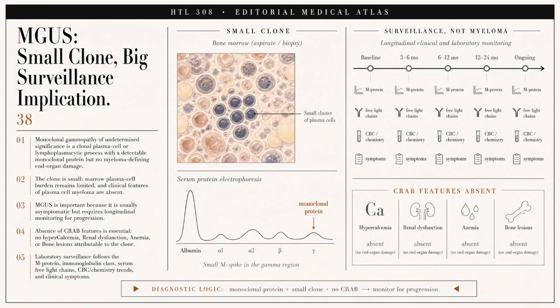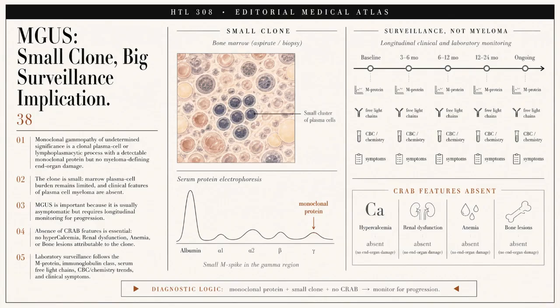MGUS is characterized by the presence of a monoclonal protein in the serum, detected as a distinct spike on serum protein electrophoresis, paired with less than 10% clonal plasma cells in the bone marrow. Importantly, patients with MGUS lack the CRAB features, hypercalcemia, renal insufficiency, anemia, and bone lesions that define symptomatic plasma cell myeloma. This distinction is crucial because MGUS itself is asymptomatic and does not require immediate treatment, yet it carries a lifelong risk of progression to malignant plasma cell disorders.